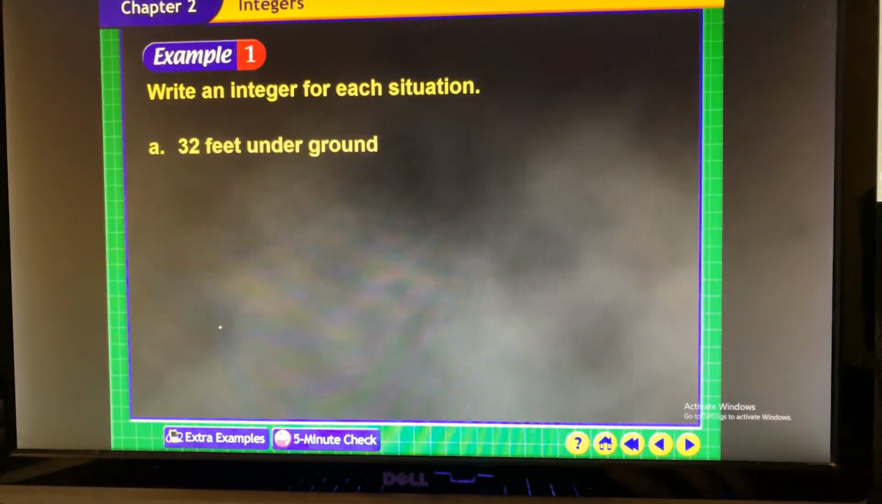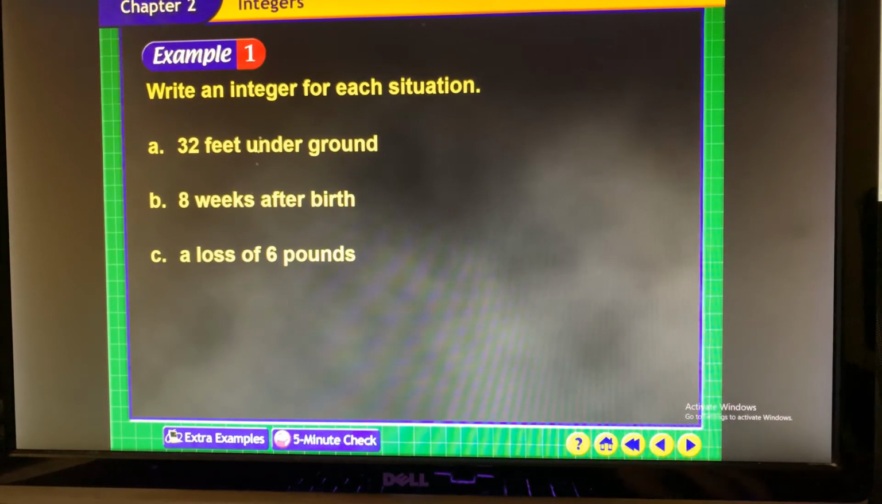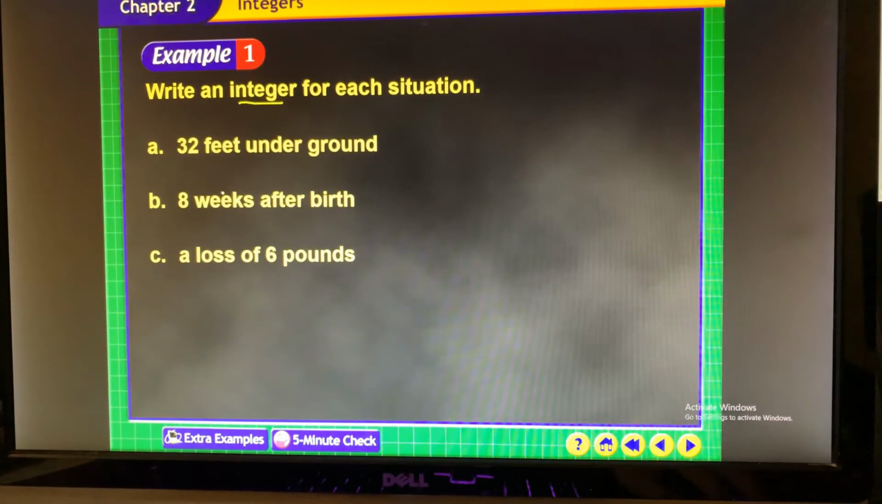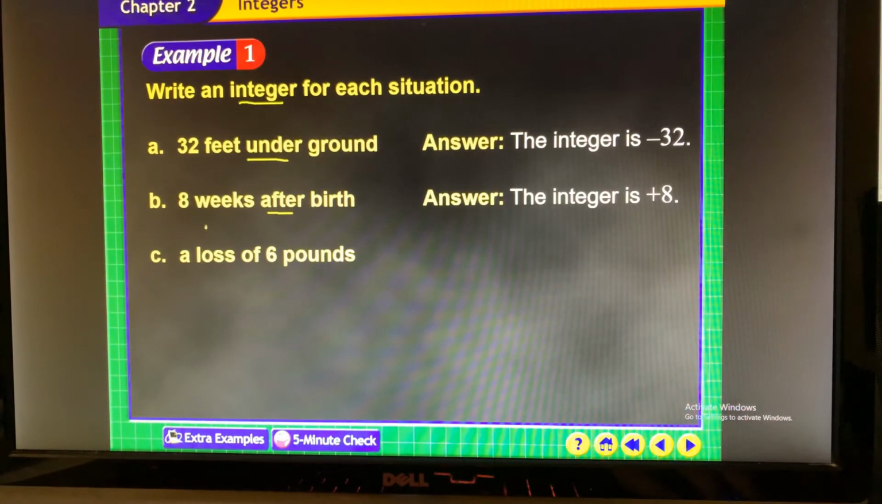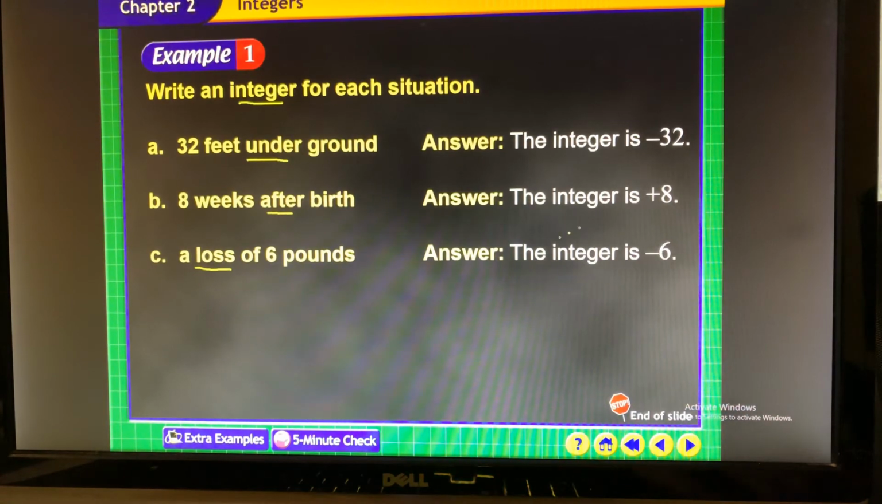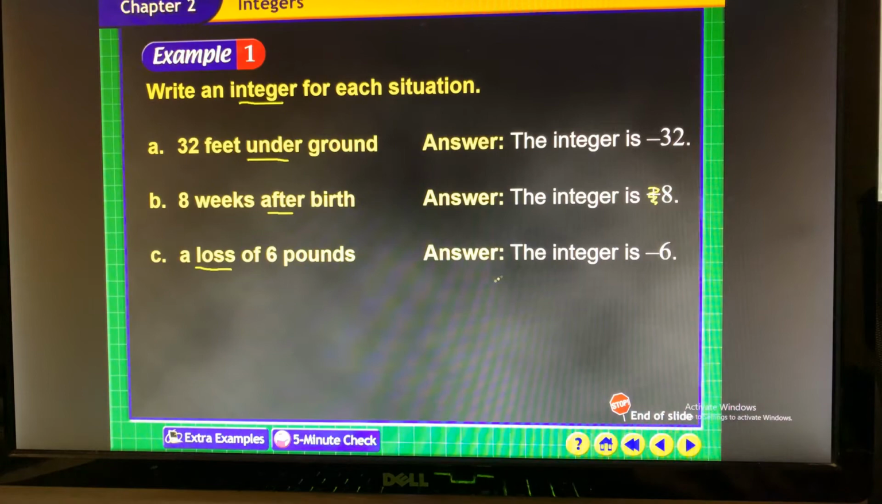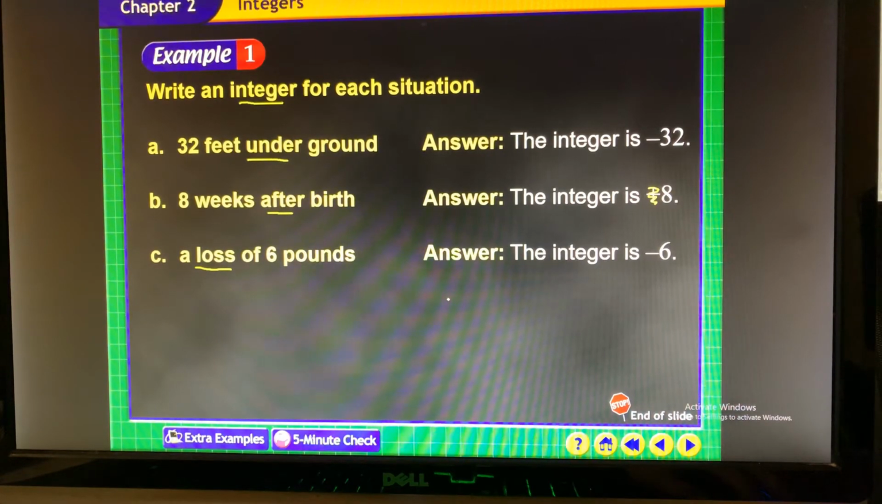So basically, we're just writing integers right now. So you're just going to write an integer so you can know how to represent it. So 32 feet underground would be negative 32. 8 weeks after birth would be a positive 8. And a loss of 6 pounds would be a negative 6. Now, remember, when you write a positive, you don't need to have the symbol. You just write the number and it's assumed to be positive.